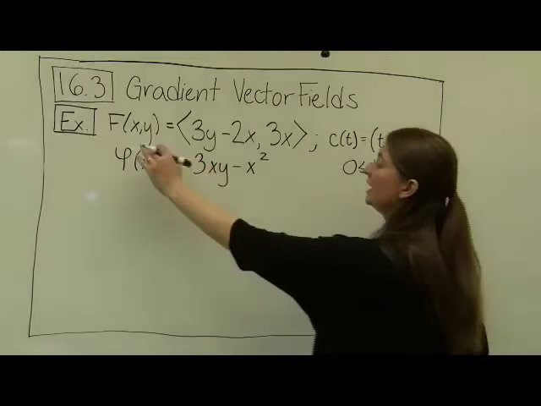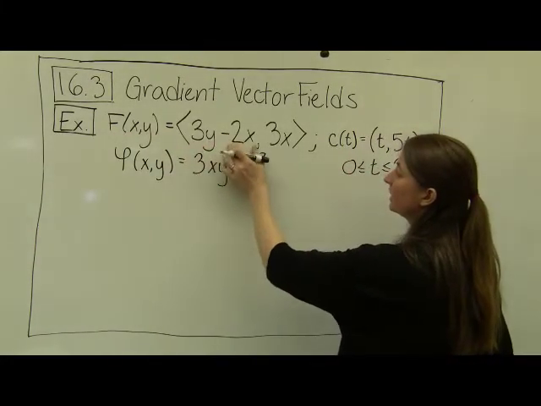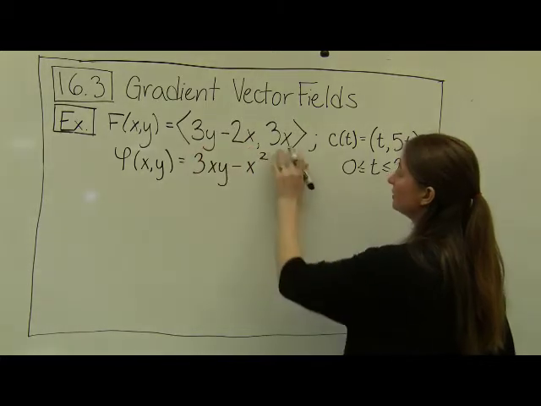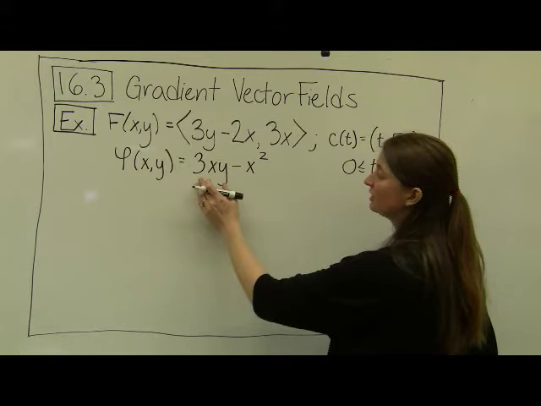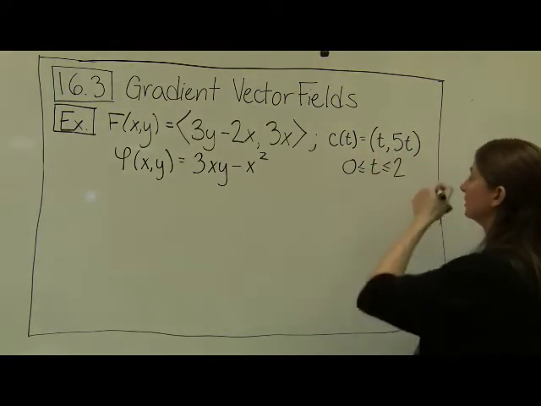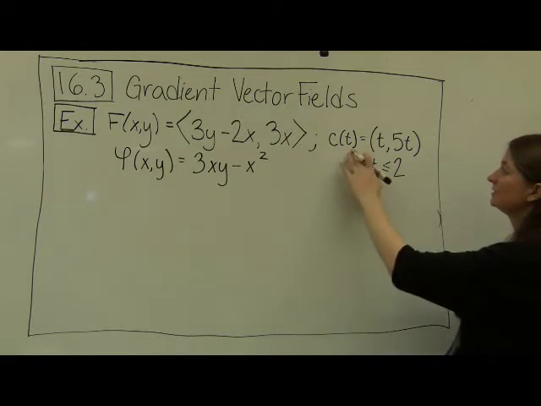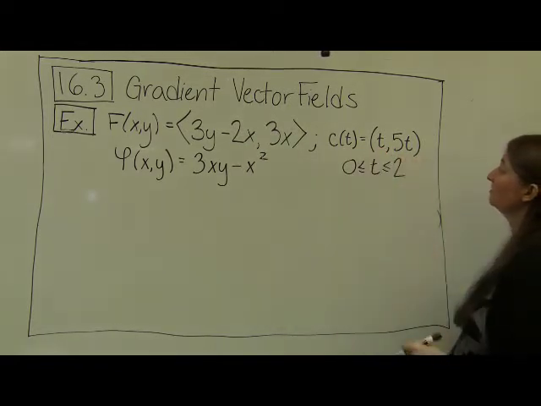So let's say that I have a vector function, and it's given by 3y minus 2x for the first component, and 3x in the second component. And let's say it has a potential function given by 3xy minus x squared. And I have some path over here, and my path in this case is called c of t, and it's equal to t in the x component and 5t in the y component as t goes from 0 to 2.